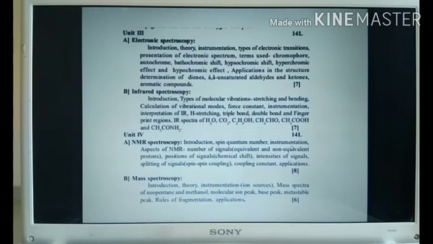NMR spectroscopy, and then instrumentation, aspects of NMR in terms of the number of signals, equivalent and non-equivalent protons, the position of signals, that is nothing but the chemical shift, and then intensity of signal, splitting of signal, coupling constant, and its application. Again, NMR spectroscopy is also applicable to know the number of hydrogens present in the compound or the molecule. So it is one of the very important spectroscopic techniques, and it is widely used all over the world for structural elucidation, because it gives very useful information.